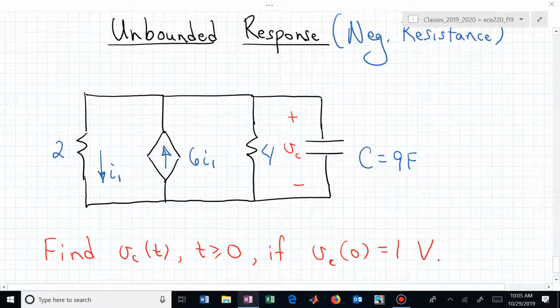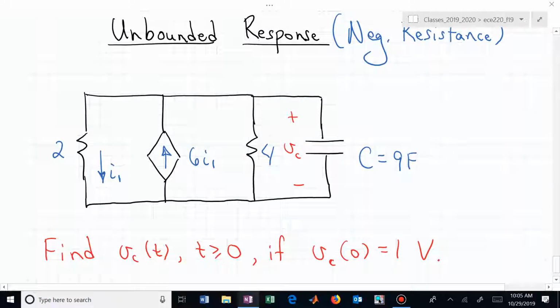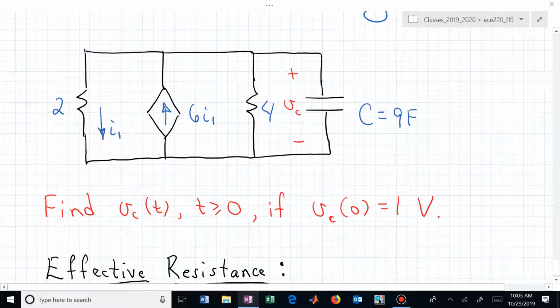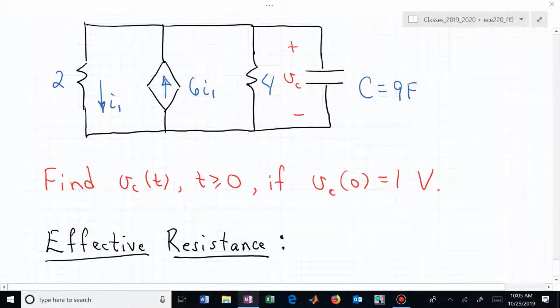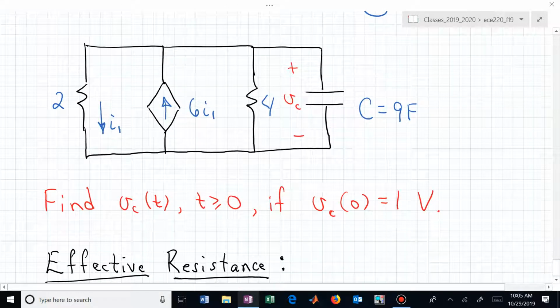Well, supposedly this is now in chapter 7, so we must be dealing with RC circuits. Is there an effective resistance that that capacitor sees? And can we find it? Now what we're trying to do is look back or to the left from the capacitor's terminals and say, what's the effective resistance I see as the capacitor?